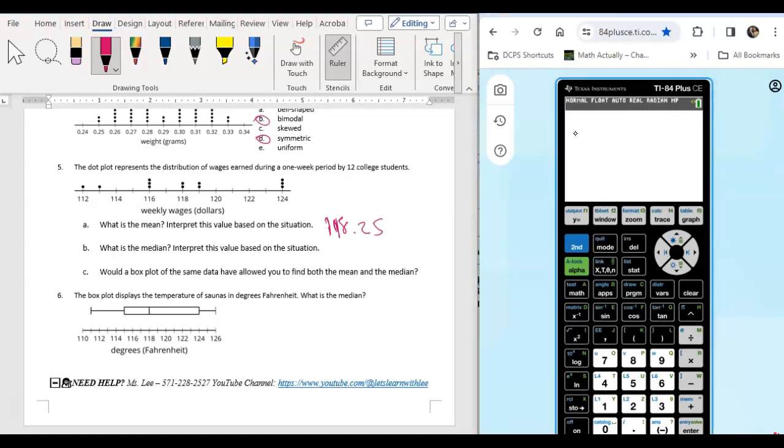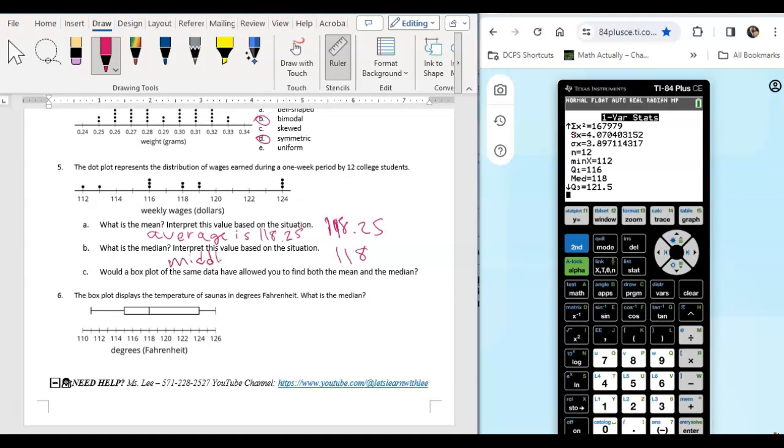Then the median, I'm going to go back to my stat because that's the easiest way to look at that, is here. And my median is 118. That's my middle number there. Interpret the value based on the situation. So for the mean, the average is 118.25, and then this is the middle number. Half the people earned less than 118, half the people earned more than 118.